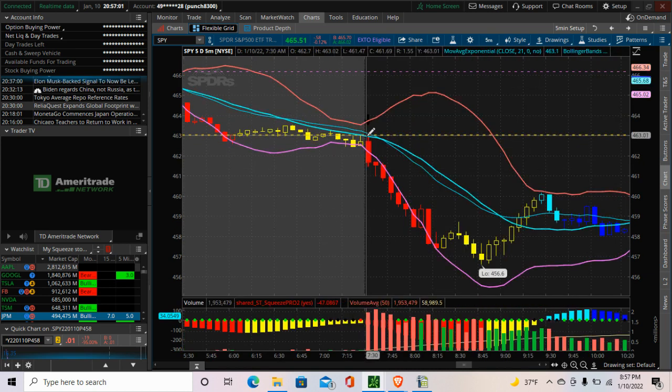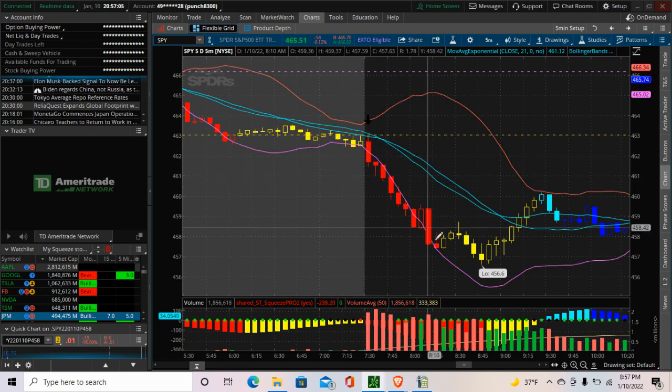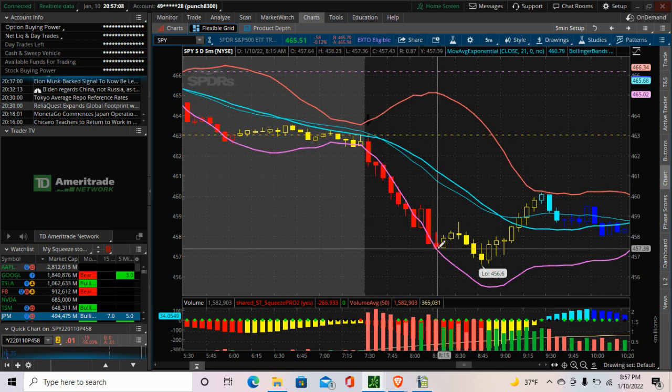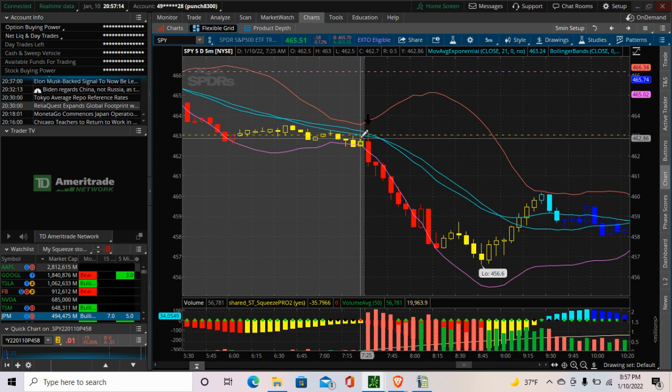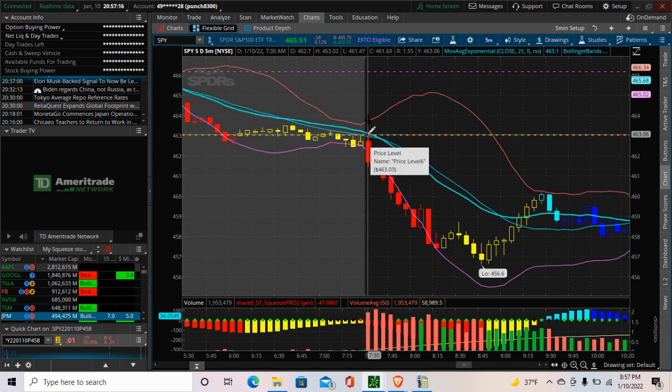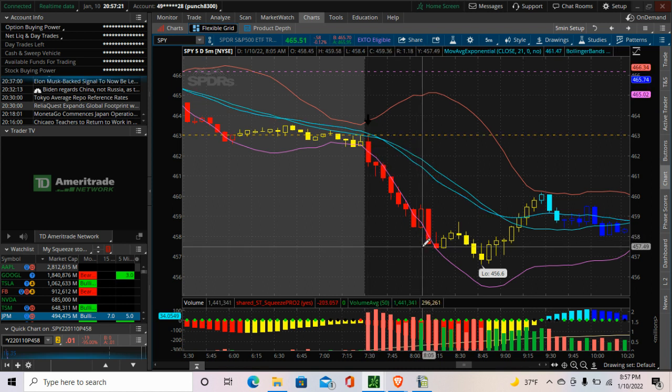You could have entered right here on the midpoint and then played that down until your red bars turned to yellow, meaning the selling pressure was coming off and buyers were coming back in. So you essentially could have entered right at that 463 level and played it down to 457 before you got out. You could have gotten out right here, probably once you saw that bar change from red to yellow.